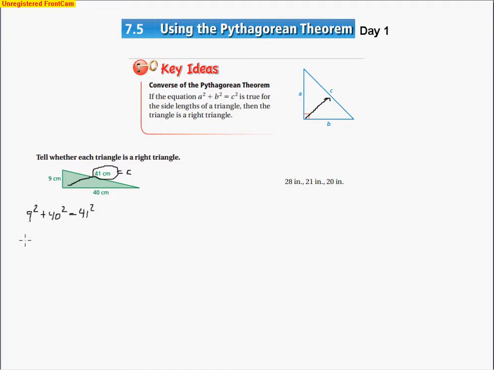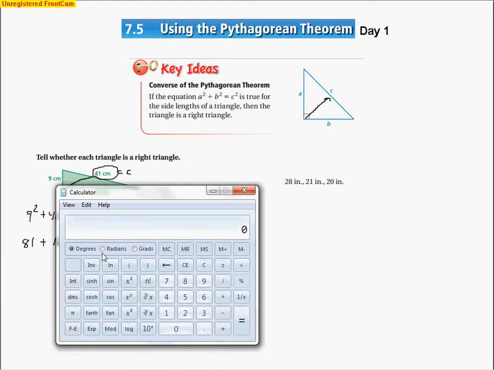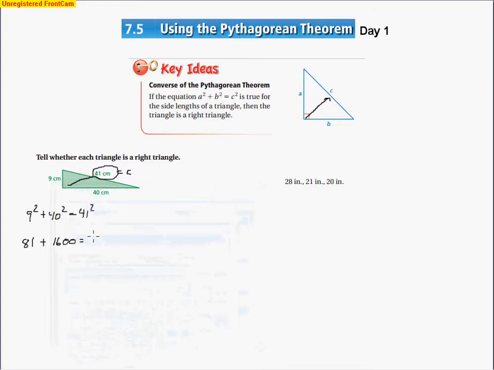9 squared is 81. 40 squared, well, 4 squared is 16, so I'm going to add 2 zeros. And then when we go ahead and square 41, we'll go ahead and do 41 and then squared, and that equals right there, 1681. And so when we go ahead and add these two numbers together, I get 1681. So when the two numbers agree, then we're going to end up saying yes.